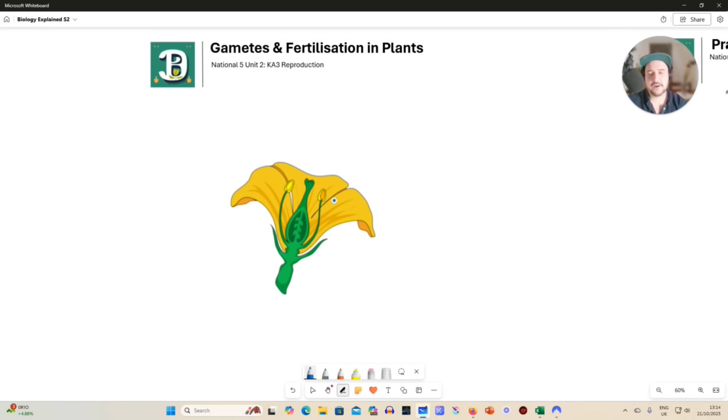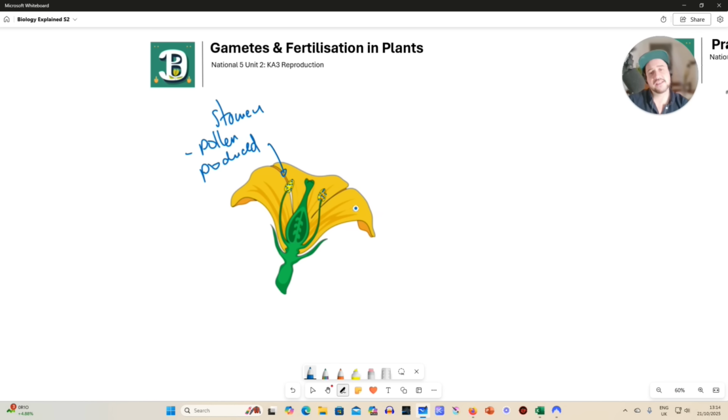So you can see on a diagram, we have our flower here. We're going to start with where the gametes are produced. The male gametes, which are known as pollen grains, which I'm going to be dotting here in blue, are produced at the end of the stamen here, in the anther. So we're going to label this up as the stamen, and this is where the pollen is produced.